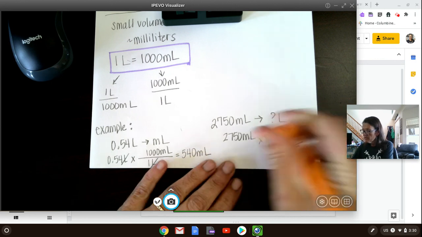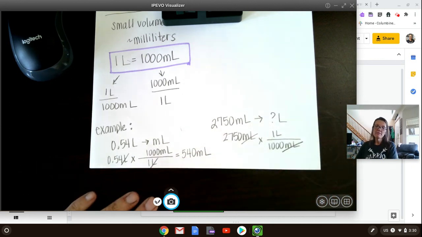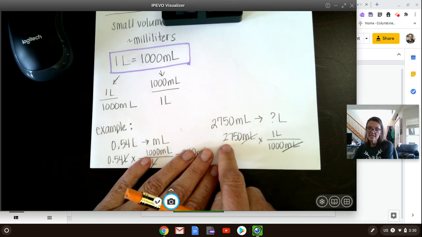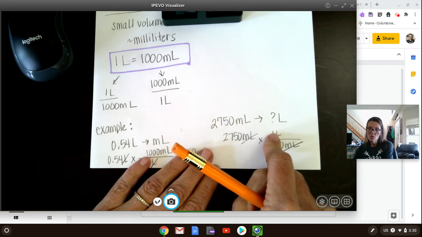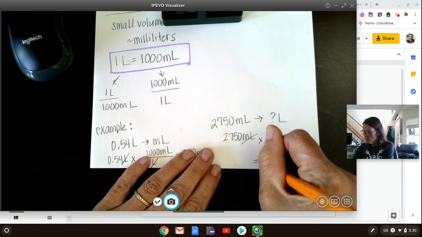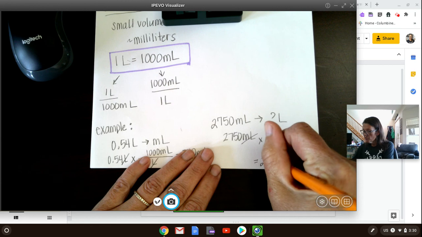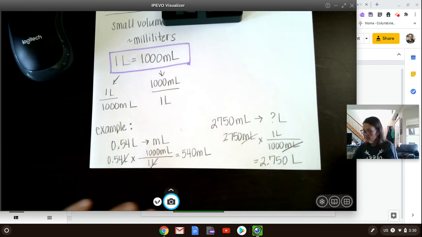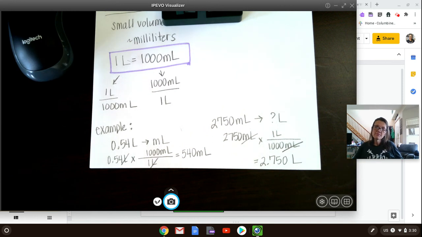And we can see that milliliters cancels, right? So I can go ahead and do the math. I know that I can take 2,750 times 1 and then divide by 1,000. So I get 2.75 liters. Okay? So that's a quick review for you of how you do metric conversions.